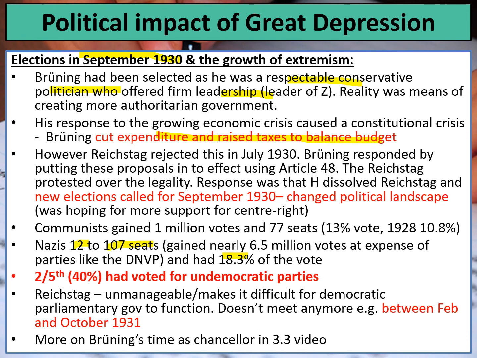Even the Reichstag itself hated this idea of cutting expenditure and raising taxes at a time of economic crisis, and they even rejected this bill in July 1930. But Brüning just responded by putting these proposals into effect using Article 48. Remember that we've said that after the collapse of the Grand Coalition, they heavily use Article 48, and essentially laws aren't passed anymore using the Reichstag.